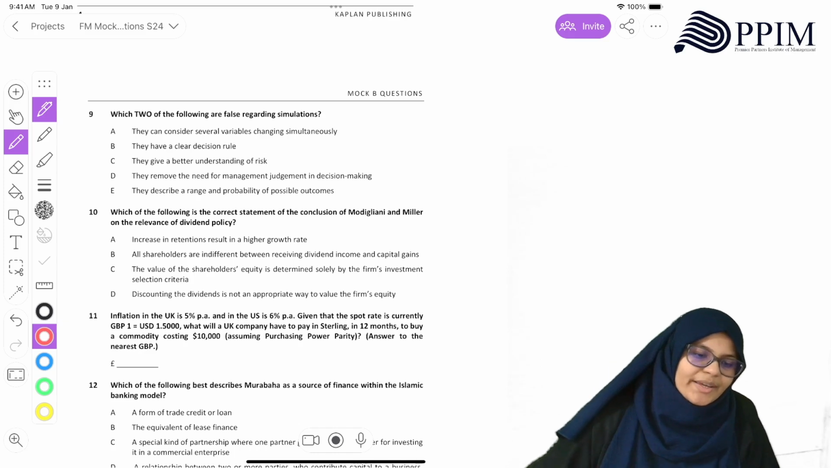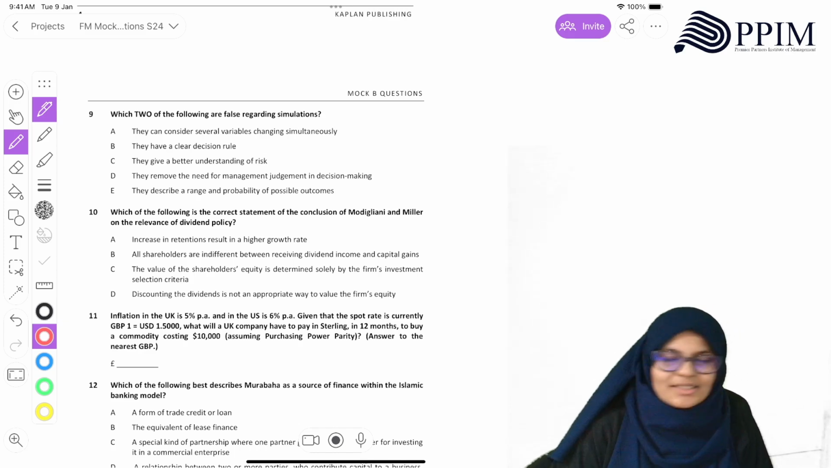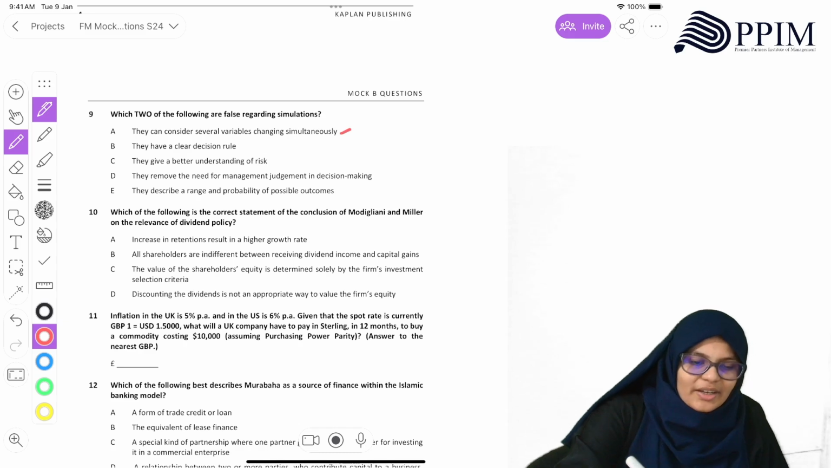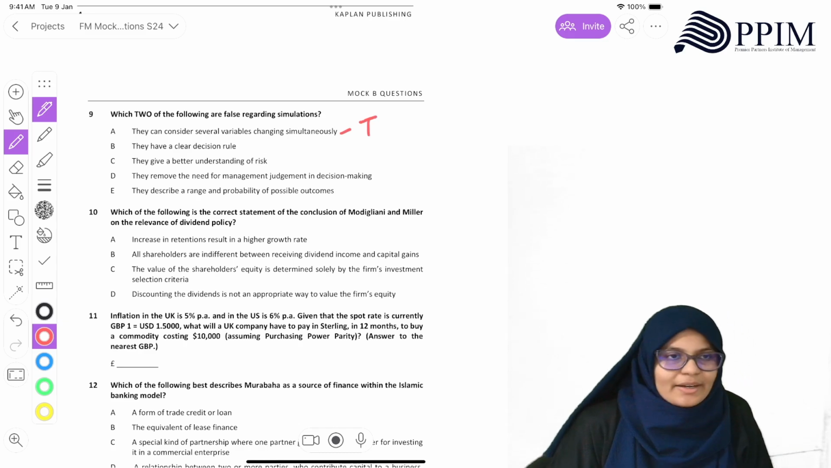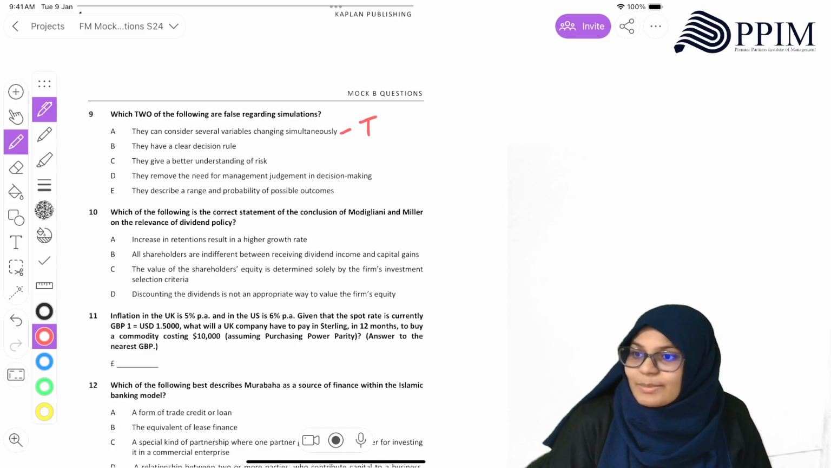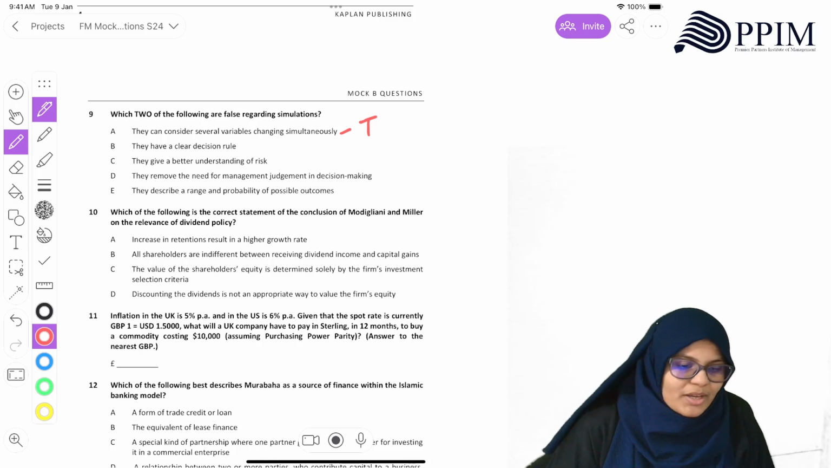So A is saying they can consider several variables changing simultaneously. That is true. When it comes to simulation, the advantage is that you can change many variables at the same time and try to see what's happening. This is a disadvantage when it comes to sensitivity analysis. In sensitivity analysis you can only change one variable at a time, whereas with simulations you can change many variables. So that is true.